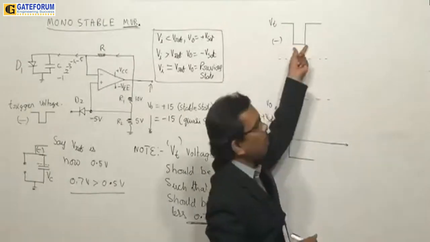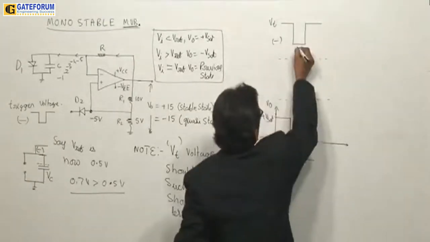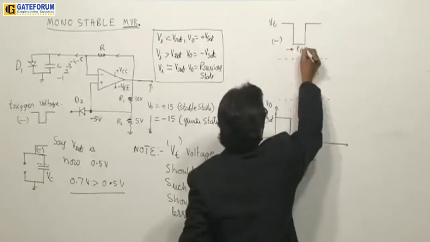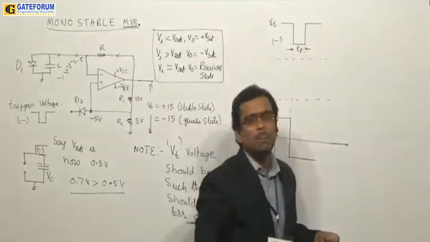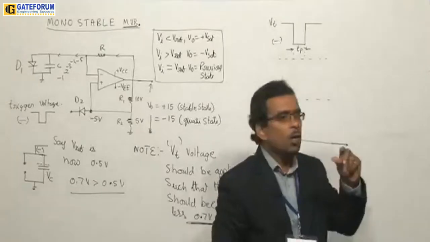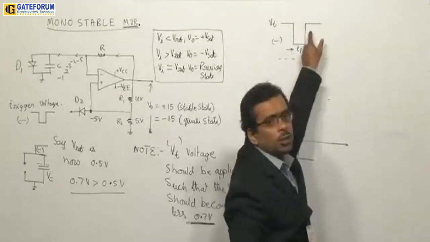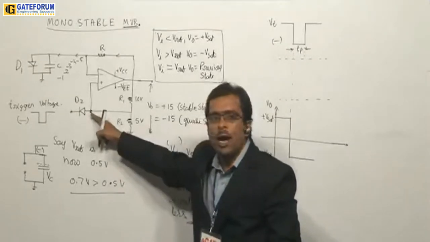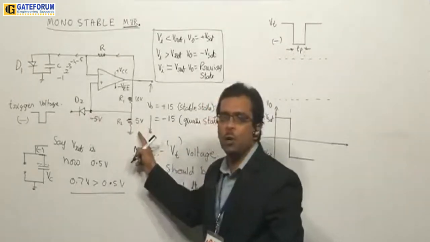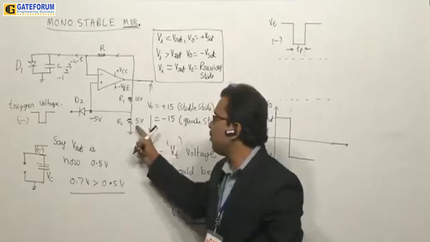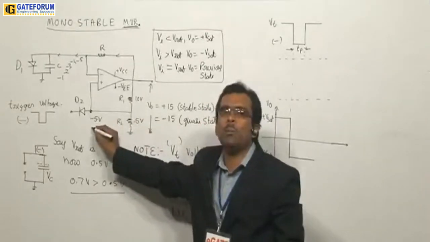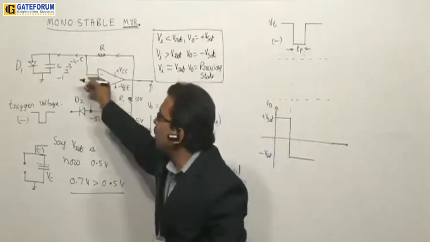Once the trigger is removed, this is the time period of the trigger pulse, which is applied only for a short interval of time. So once the trigger pulse is lost, immediately the reference voltage, the voltage at this node, will become equal to VR2. VR2 is minus 5, so you are going to get minus 5 at this point.